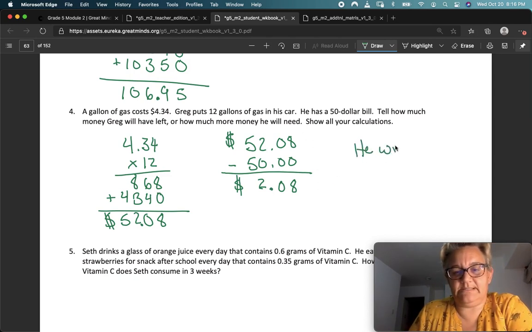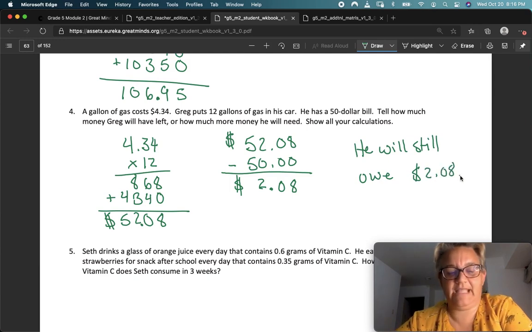He will still owe $2.08. Gas is expensive.